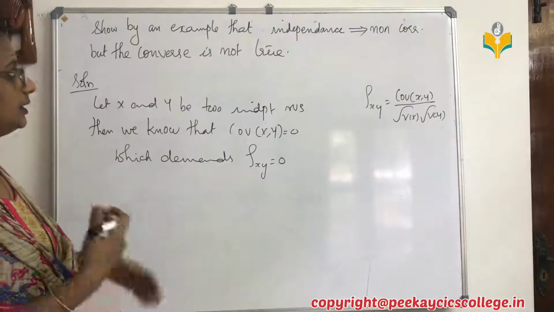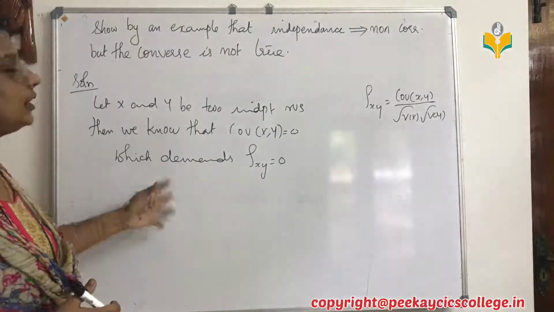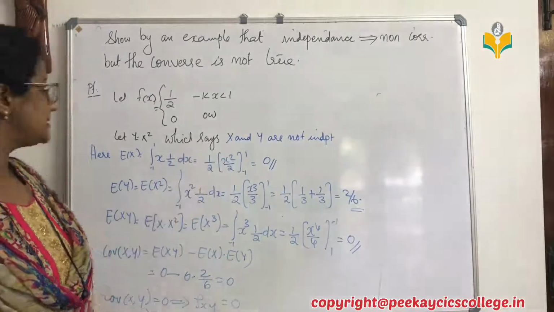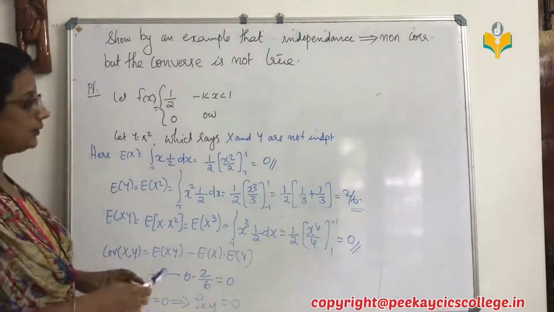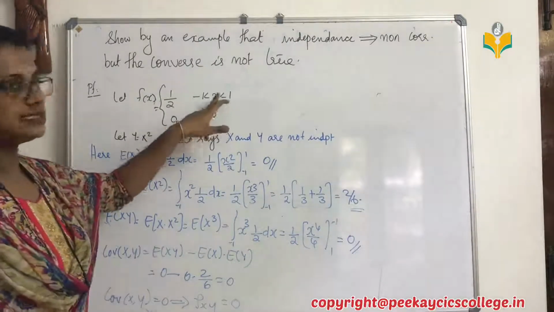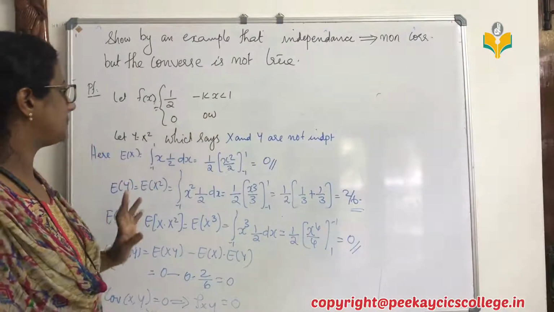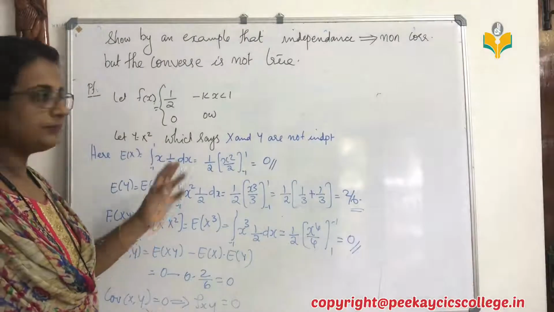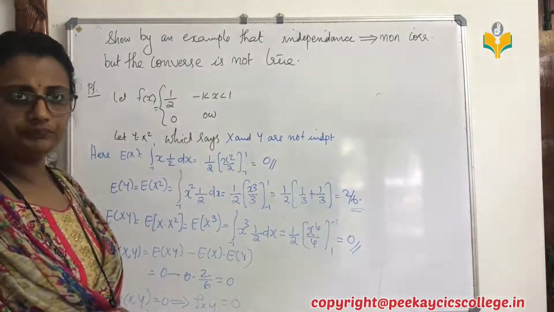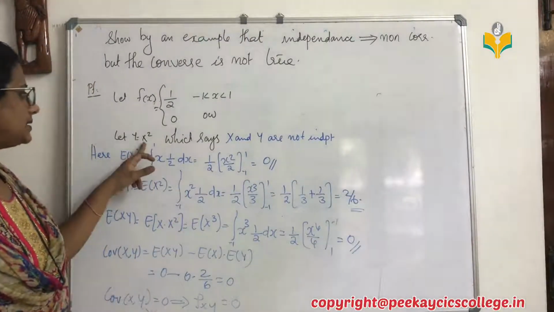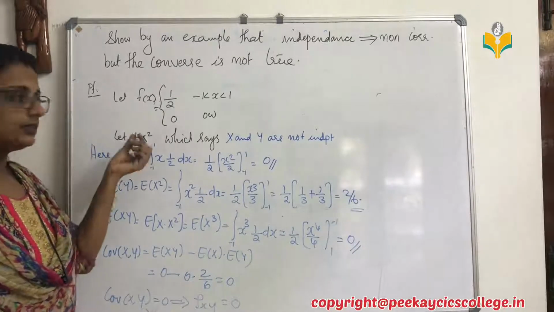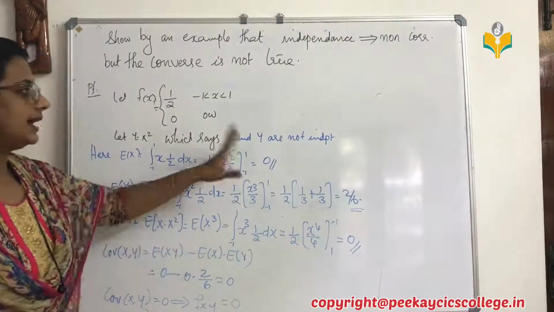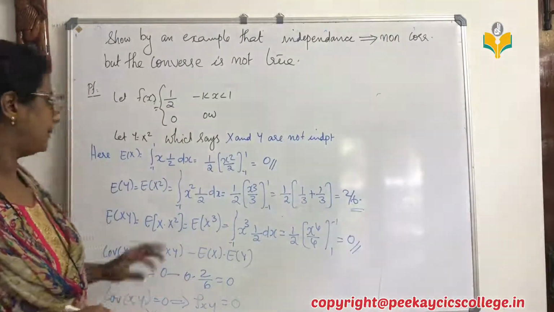Now we want to prove the converse part. It's not true. Here we prove the converse by taking an example. Let f of x equal to 1 by 2 for minus 1 less than x less than 1, 0 otherwise. Now let y equal to x square, which says that x and y are not independent. We take x square as y, then we say that x and y are related, so x and y are not independent.